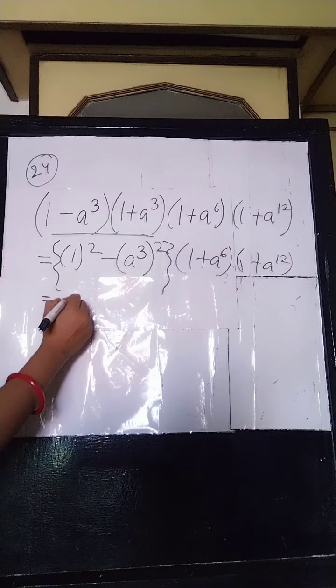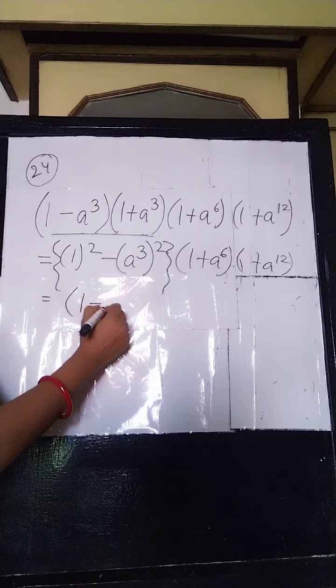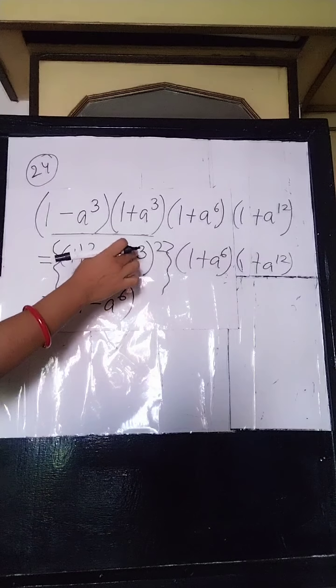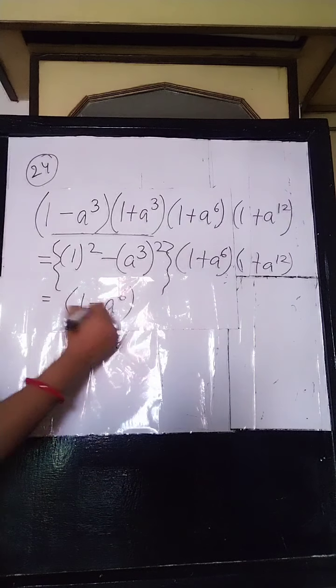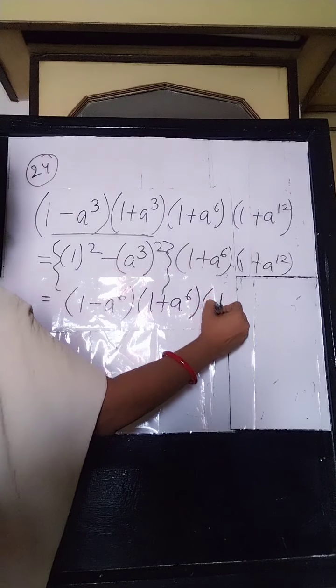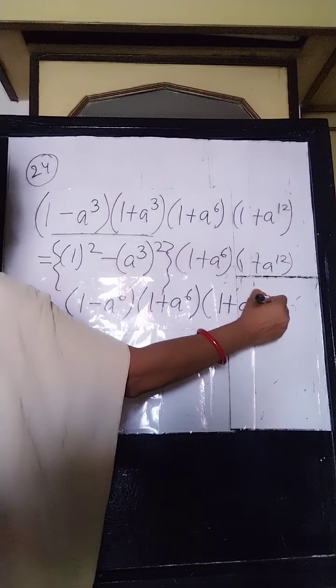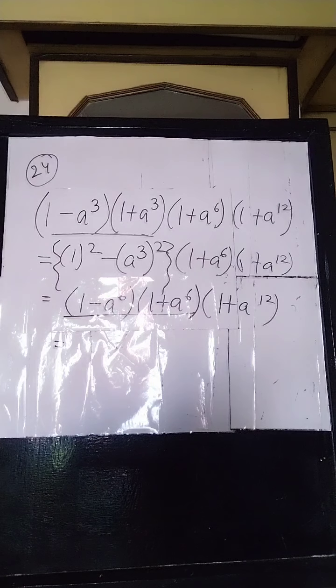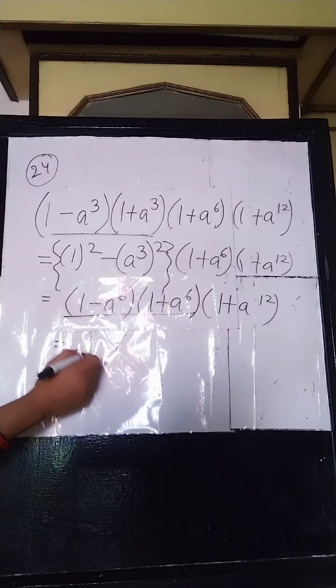By removing the bracket we will get 1 minus a to the power 6, because if we remove the bracket a cube will become a to the power 6. Powers are always added. So 1 minus a to the power 6 and 1 plus a to the power 6, and this will be written as it is 1 plus a to the power 12. Now again we will take these two terms. These two terms are 1 minus a to the power 6 and 1 plus a to the power 6.